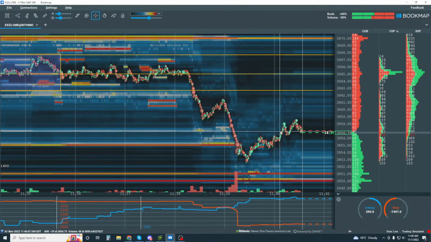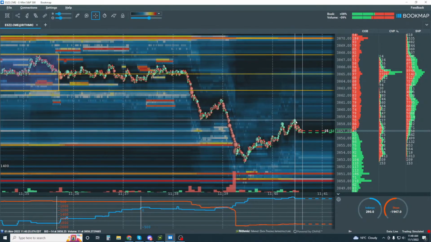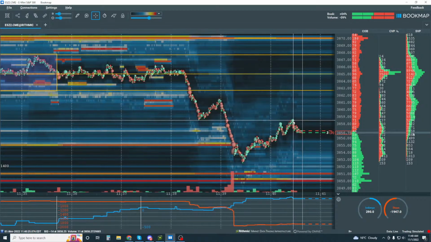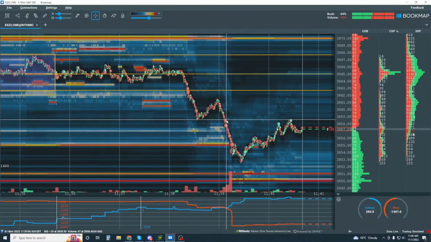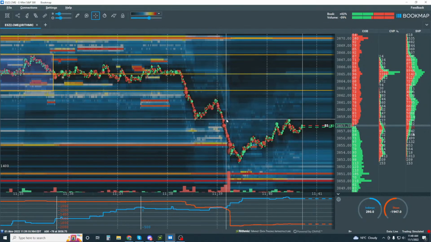Okay, we want to see buyers climbing and moving this higher. So it already made it to this area here. Okay, let's see if they can still move it further.